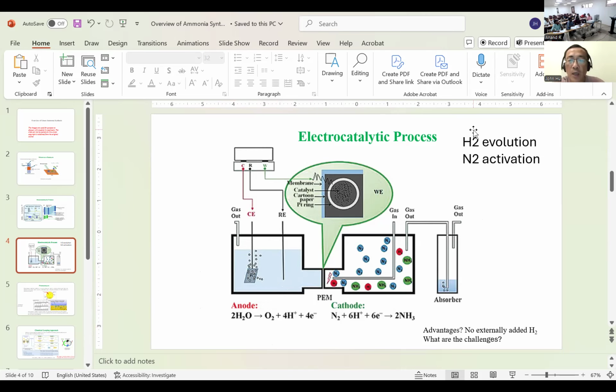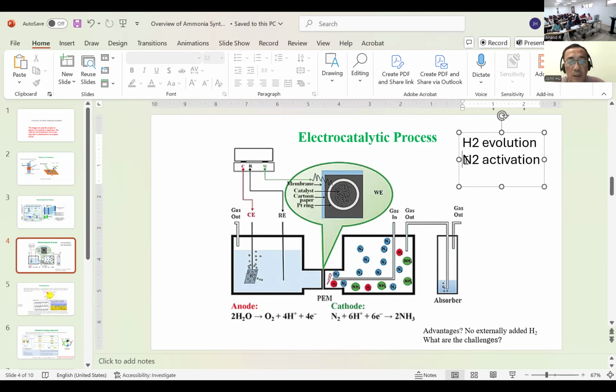That's a challenge. So now another challenge is N2 activation. Remember, nitrogen, N2, is a triple bond, all right? Haber-Bosch 100 years ago spent so much effort running 4,000 experiments to come up with that condition, high temperature, high pressure.